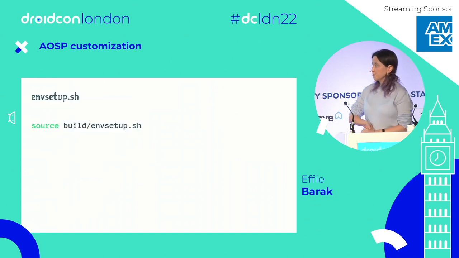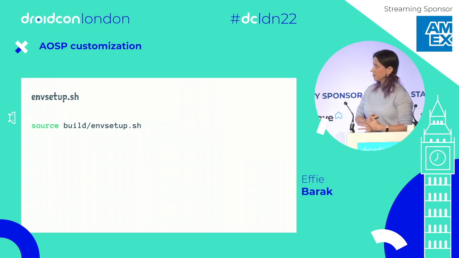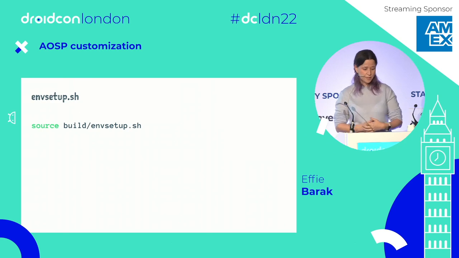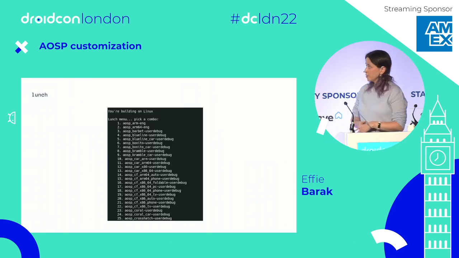The second tool that AOSP comes with is this env setup script, which has a bunch of commands that we're going to talk about in a minute. It's usually just the first thing you do after getting the source code, and it sets up your environment. One of the commands that it has is launch.